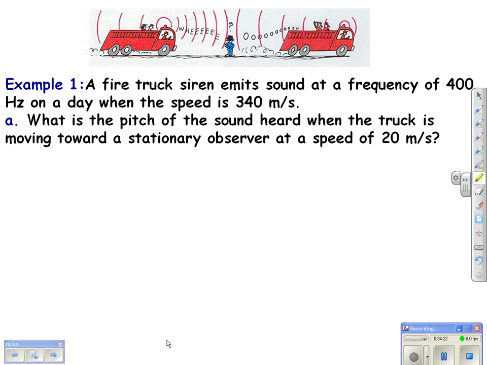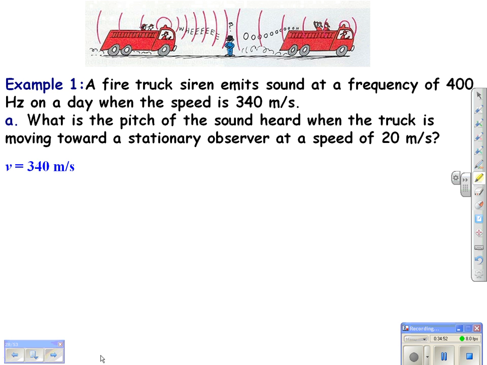All right. A fire truck siren. If you haven't been paying attention, you need to start paying attention now. A fire truck siren emits sound at a frequency of 400 hertz on a day when the speed of sound is 340 meters per second. What is the pitch of the sound heard when the truck is moving towards a stationary observer at a speed of 20 meters per second?